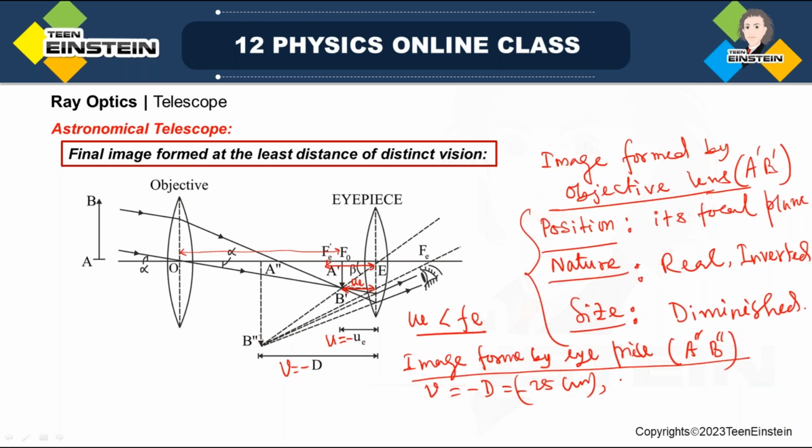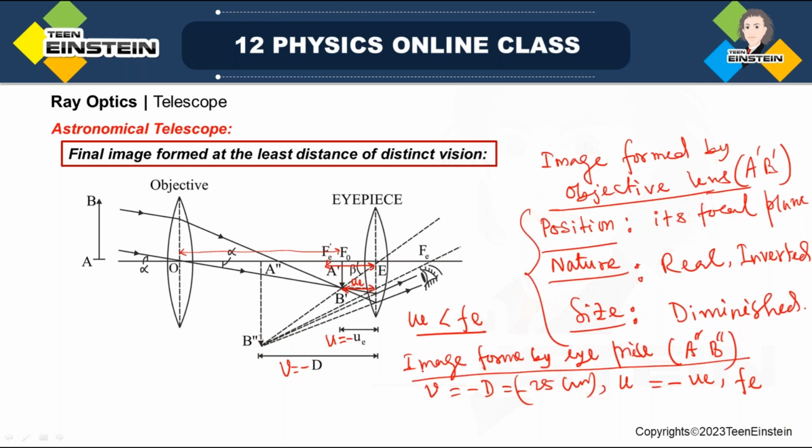And what is the object distance? Here object distance is U, U is minus UE. This is unknown so far. We have to find it out. And we know the focal length FE, right? We know the focal length.